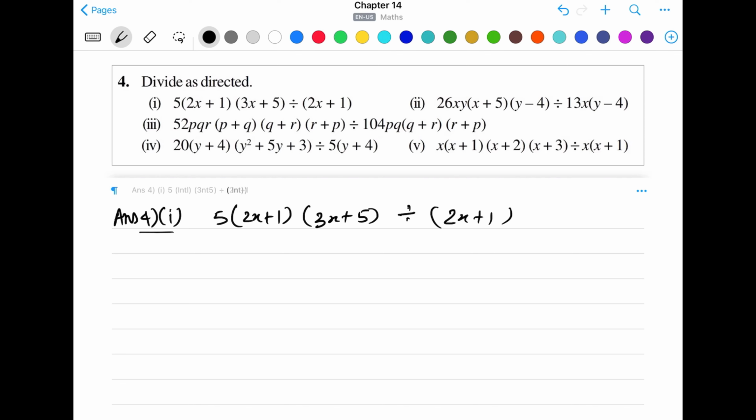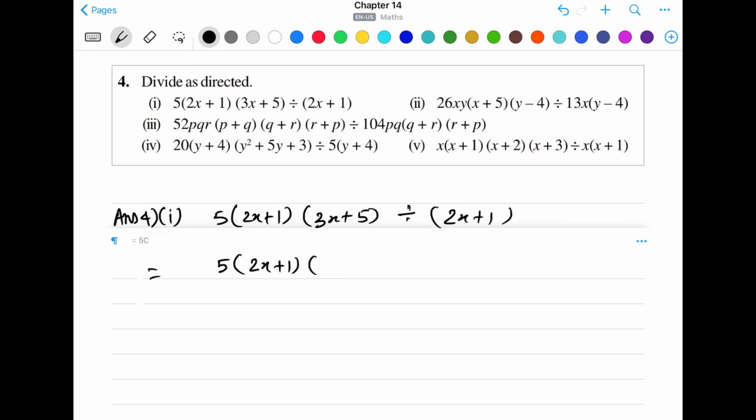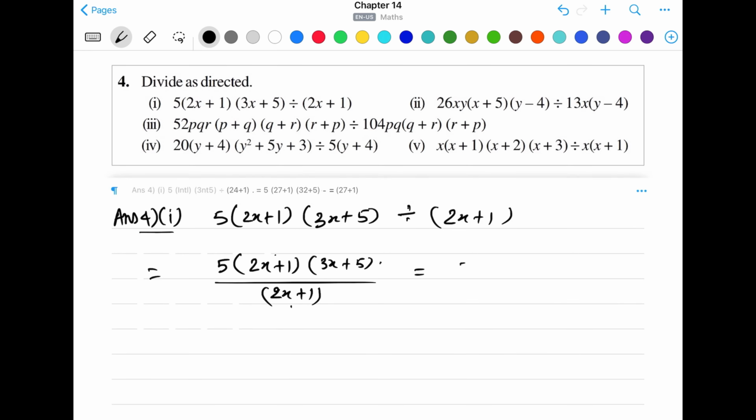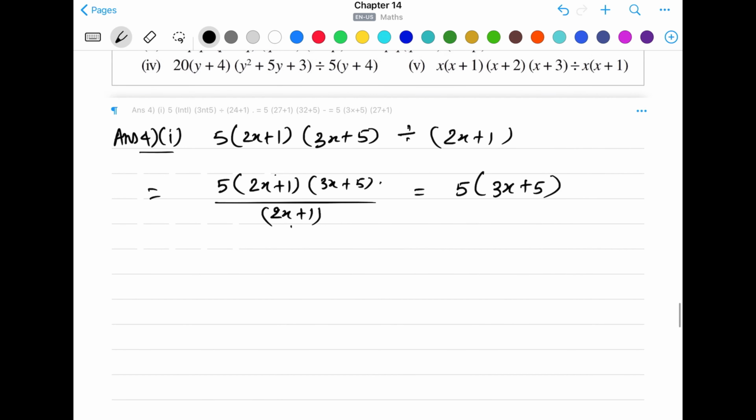Okay, so let's write them in division form. We have 5 into 2x plus 1, 3x plus 5, divided by 2x plus 1. Now as the above terms are in multiplication, we can directly cancel out this 2x plus 1 by each other. So we're left with 5 into 3x plus 5. So that's the solution for this part 1.